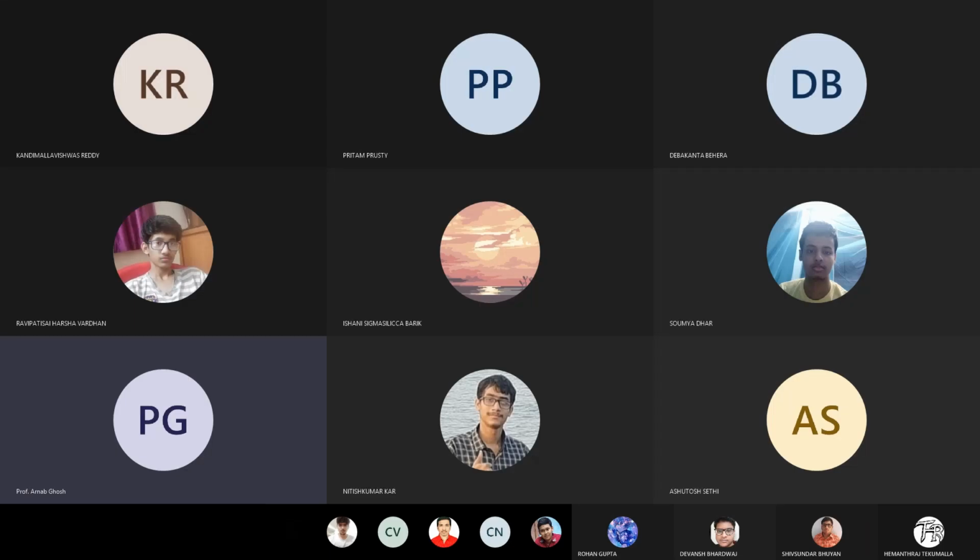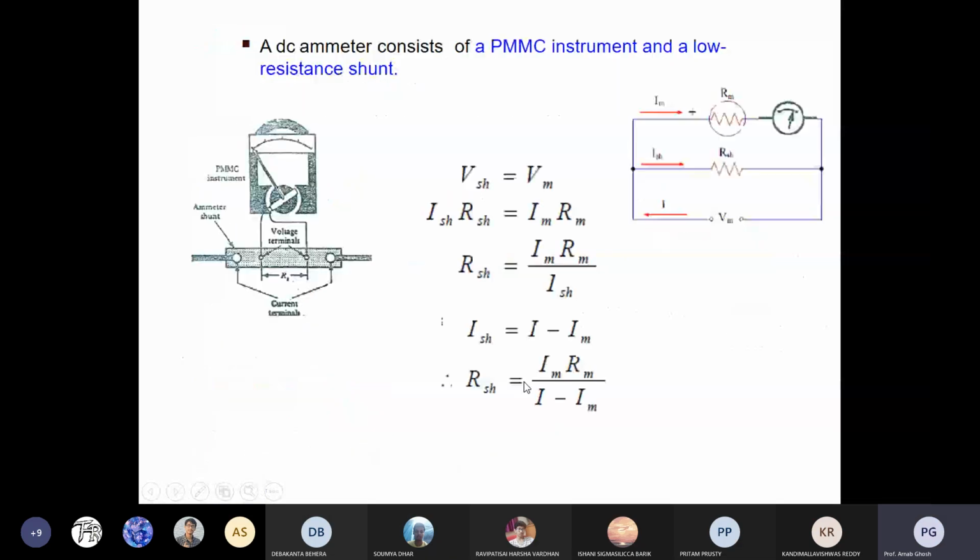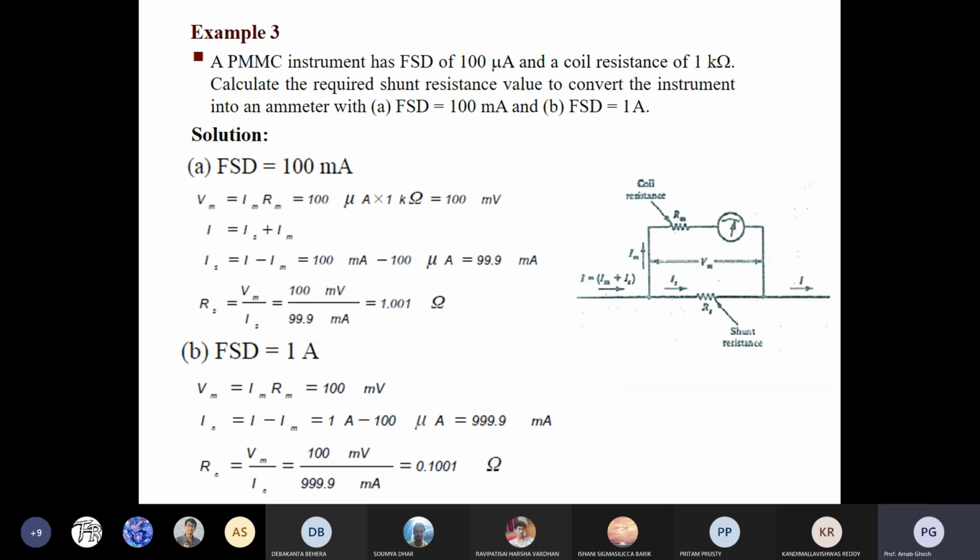Mathematics means numerical problems. Have all of you gone through it from your home, where some additional shunt resistance is included, and how it will work with the different FSD?